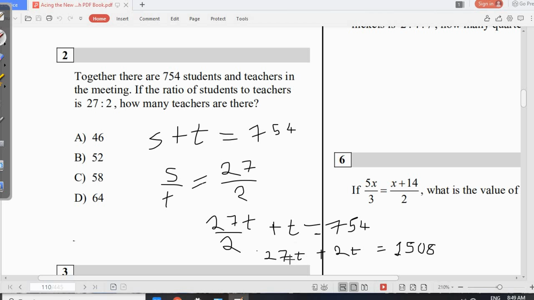So when we solve this, 29t is equal to 150. At the end of the day, you have t is equal to 52. So actually there are 52 teachers in here.